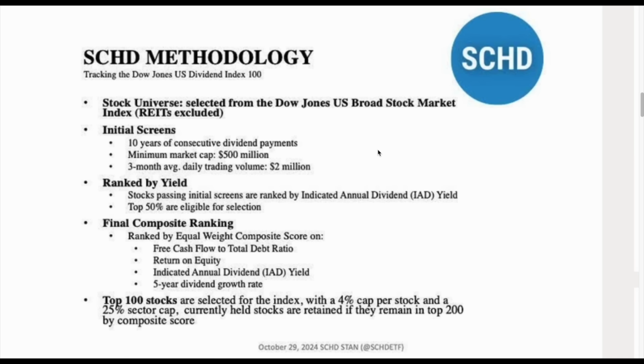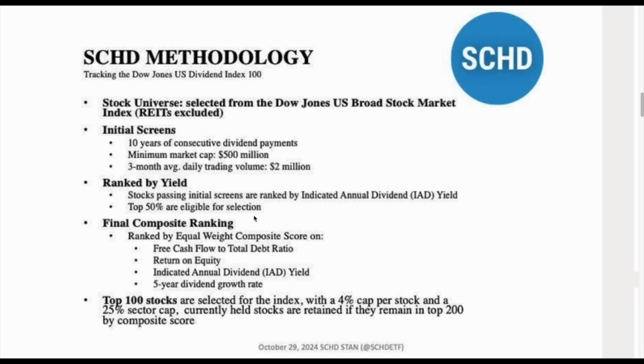There's more of a track record there than you realize when you account for the underlying index it selects stocks from. But after it selects the stocks, it has 3 initial screens. It looks for 10 years of consecutive dividend payments, a minimum market cap of $500 million, and 3-month average daily trading volume of about 2 million. Once they've done that, they rank them all by yield. Stocks passing initial screens are ranked by indicated annual dividend yield, and only the top 50% are eligible for selection.